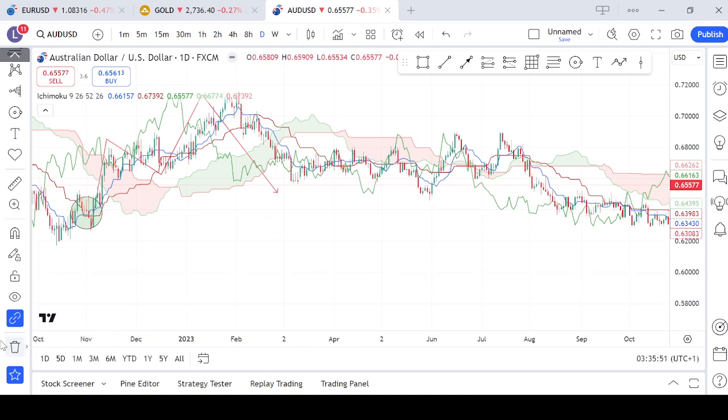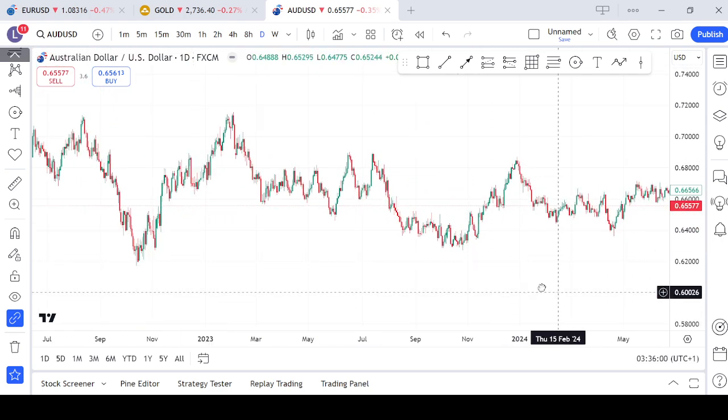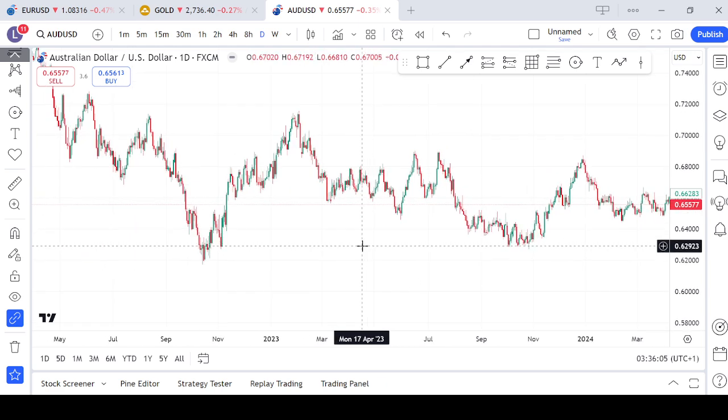So the next indicator on my list is the Fibonacci retracement. Just gonna remove all of this. So the Fibonacci retracement is a widely used tool in technical analysis that helps traders identify potential reversal levels in the market. It is based on the Fibonacci sequence, which is a series of numbers that reflect natural ratios found in various aspects of life, including financial markets.